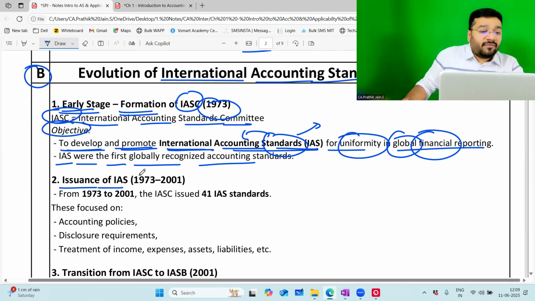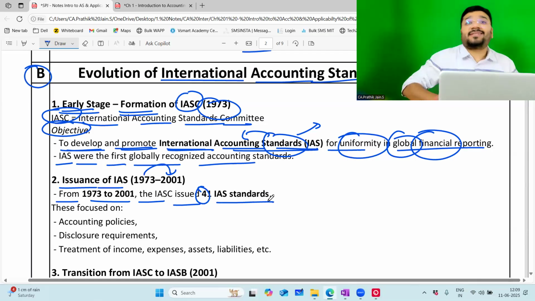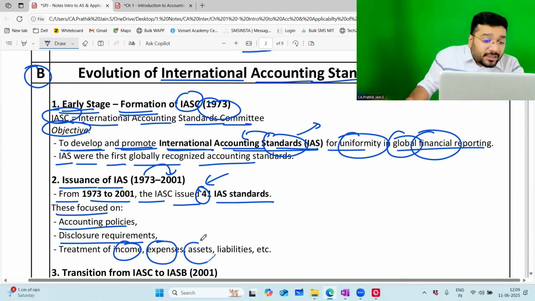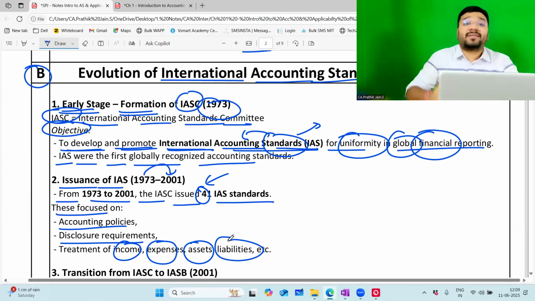Issuance of IAS from 1973 to 2001. All this is there in the textbook, but in a very cramped manner. I try to make it in bullet points. From 1973 to 2001, the International Accounting Standard Committee issued 41 IAS. Like how we have 27 notified accounting standards now, IAS had 41 international standards. These focused on what the accounting policy should be, what the disclosure requirement should be, how the income, expense, asset and liability should be treated. For each and every asset and liability classification, one standard was issued.